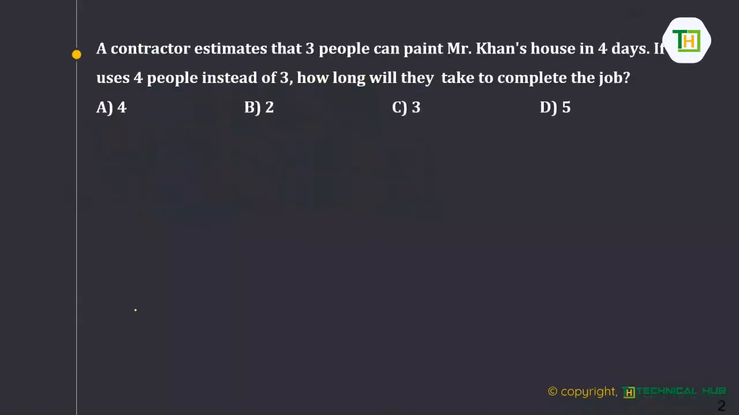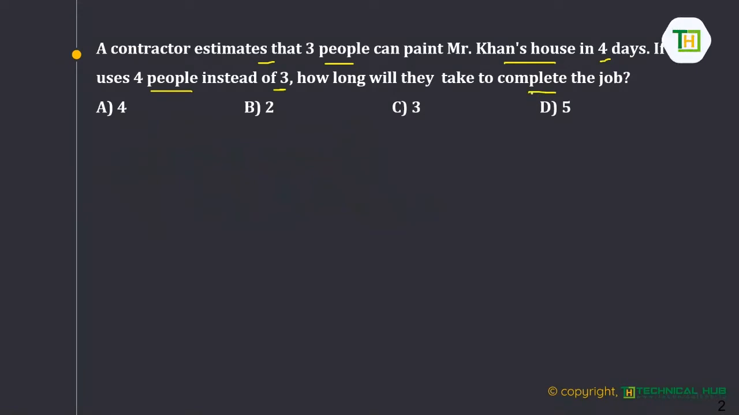What is given here? A contractor estimates that 3 people can paint Mr. Khan's house in 4 days. So 3 people are required, and how many days? 4 days. If he uses 4 people instead of 3, how long will they take to complete the job?